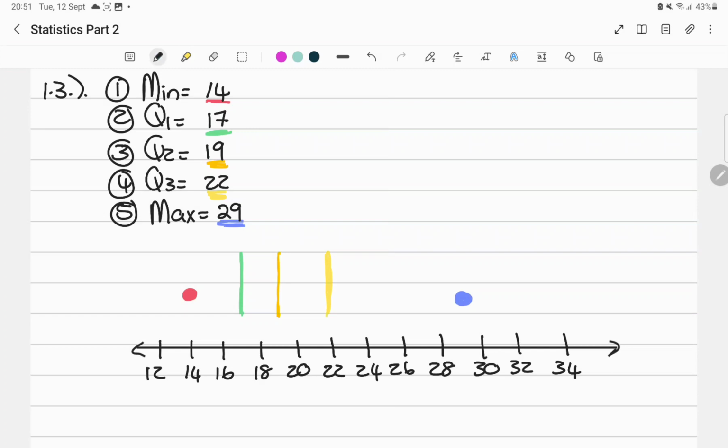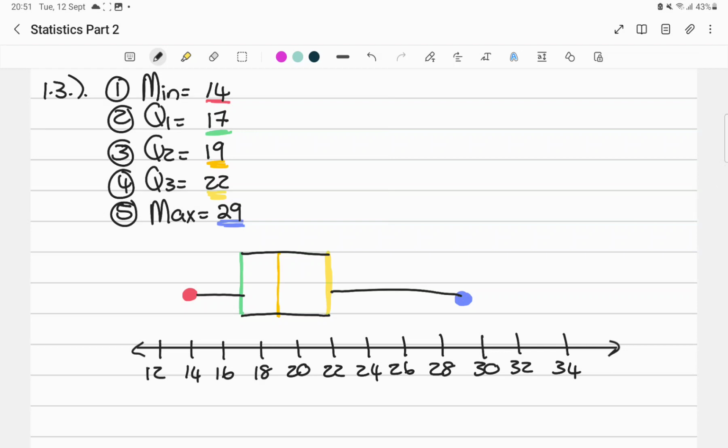And now the last thing you need to do is just connect it. So we're going to draw our box, finish your box. Alright, and then you connect your whiskers. And there you have a box and whisker diagram.